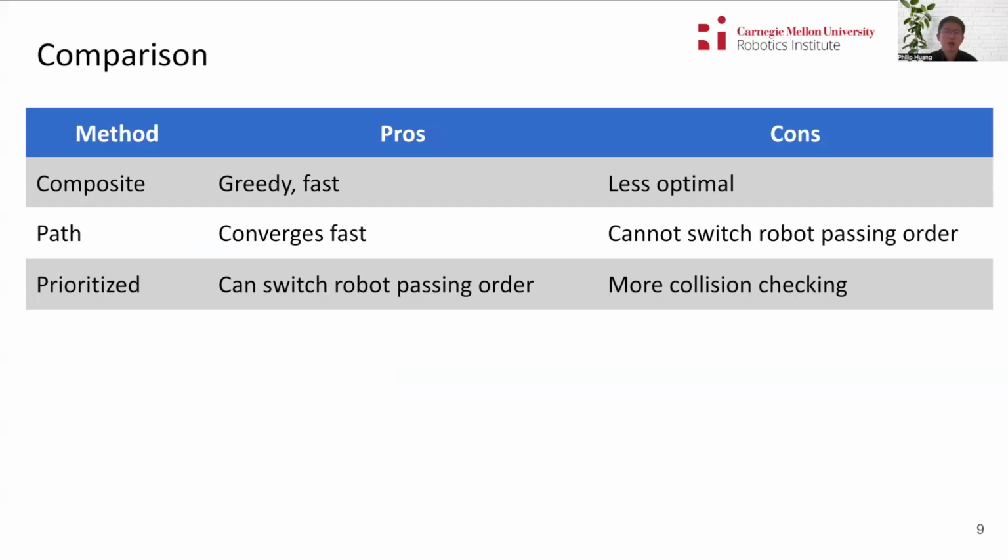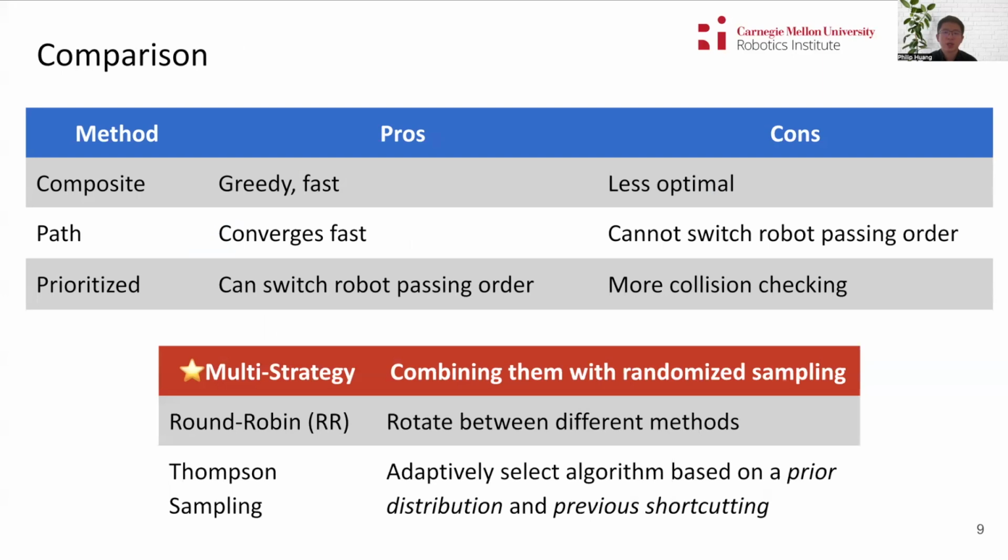Since the best approach often depends on the problem instance, we present 2 multi-strategy methods to combine all 3 methods with randomized shortcutting. In each iteration, one shortcutting approach is used to select one shortcut. Round robin simply cycles through them, whereas Thompson adaptively selects one algorithm based on the prior and the result of the previous iteration.